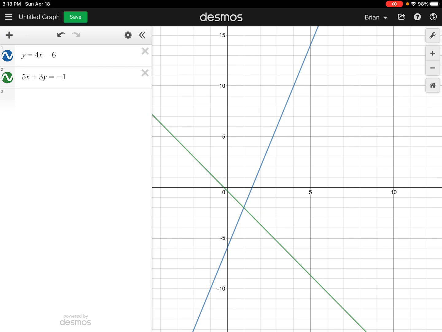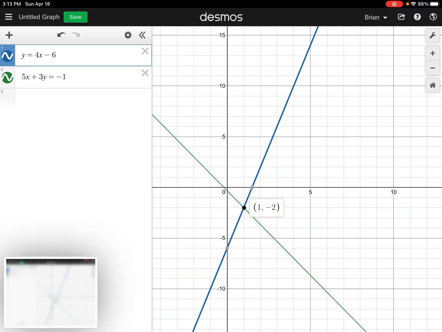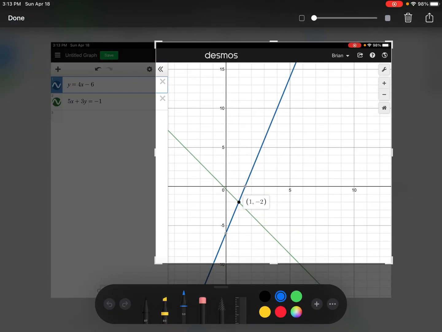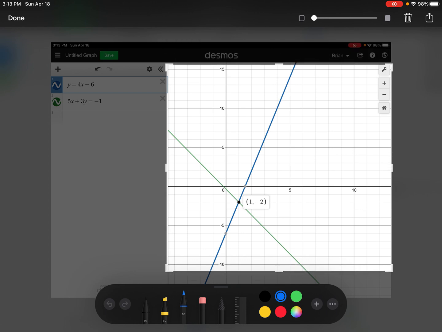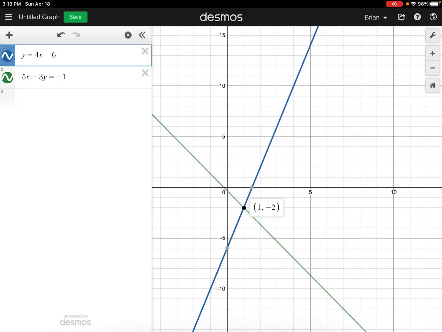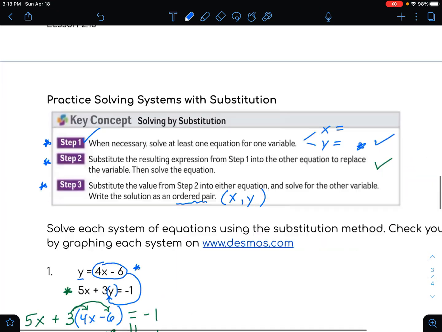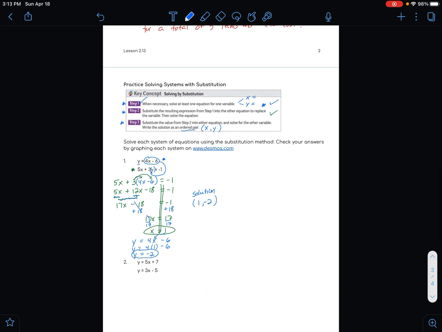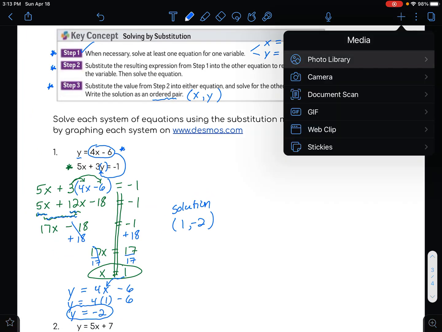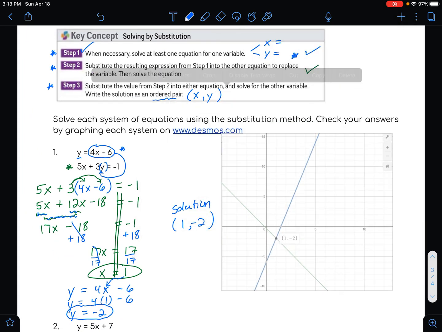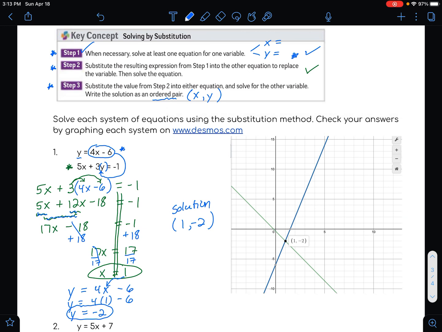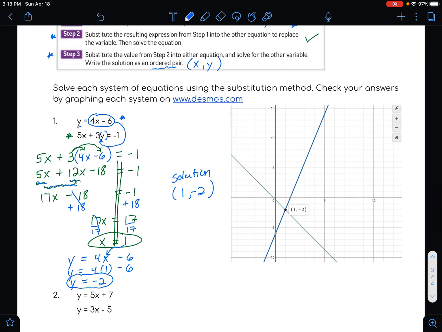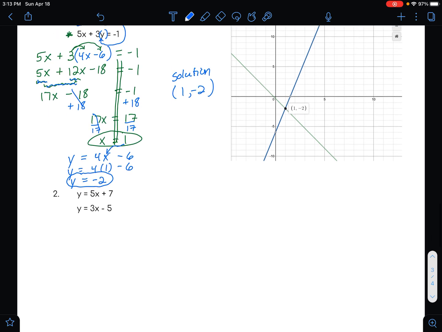Just going to widen this out. Let's see. Touch on the intersection point. Looks good. 1, negative 2 was our solution. So now we've confirmed that. Screenshot that. Crop it up. And we'll bring it back over to Notability. Drop that in here. And there we go. You can see our solution is 1, negative 2. We solved it algebraically, and now we can also see that is where the lines cross on the graph.